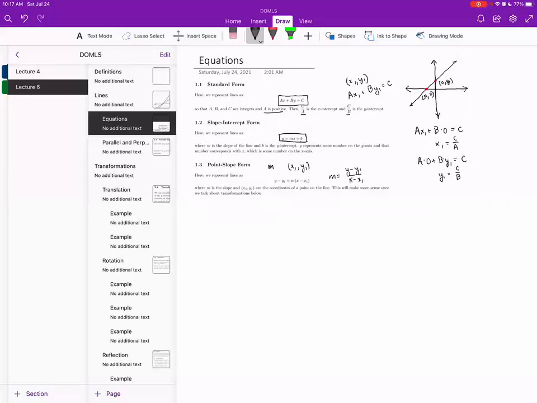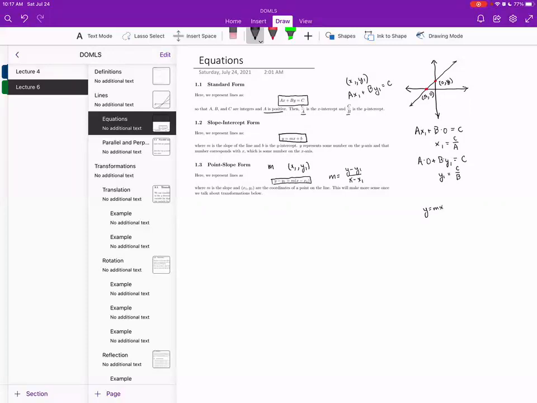It kind of looks like the same thing. And the way that you might see this differently, we'll see after we do transformations. When we do transformations and translations, you might see how you could arrive at this by translating a line of the form y equals mx.